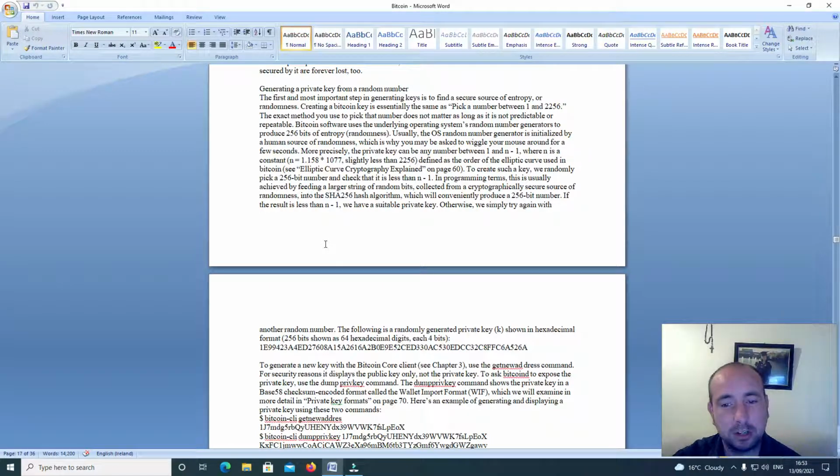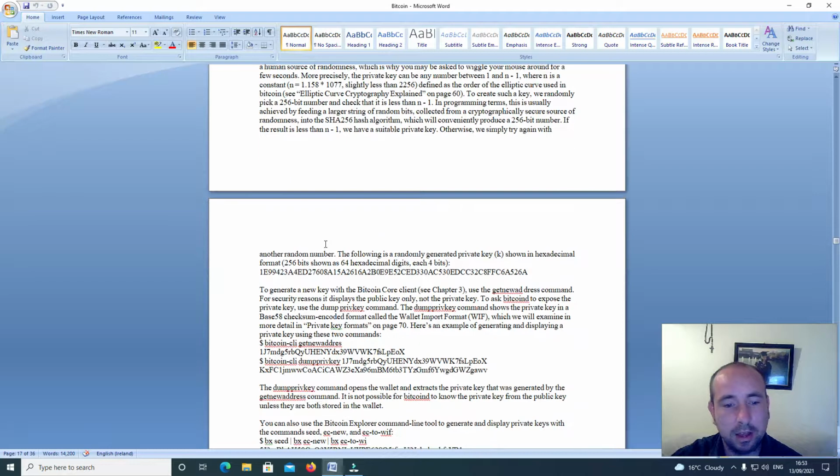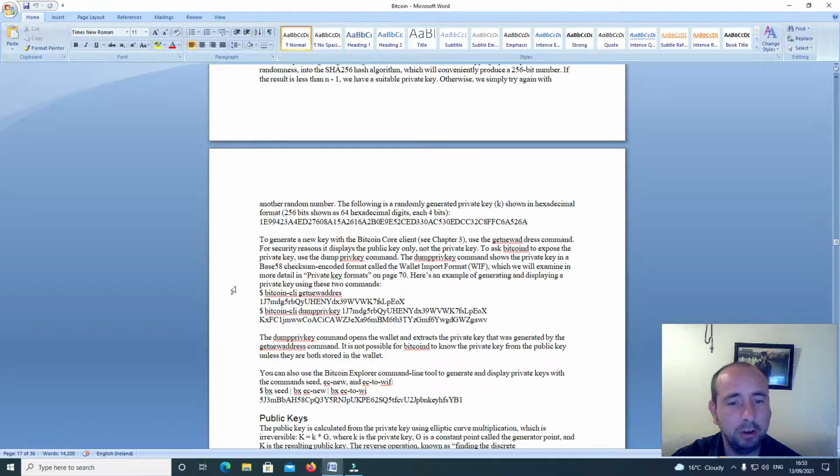In programming terms, this is usually achieved by feeding a larger string of random bits, collected from a cryptographically secure source of randomness, into the SHA-256 hash algorithm, which will conveniently produce a 256-bit number. If the result is less than n-1, we have a suitable private key. Otherwise, we simply try again with another random number.